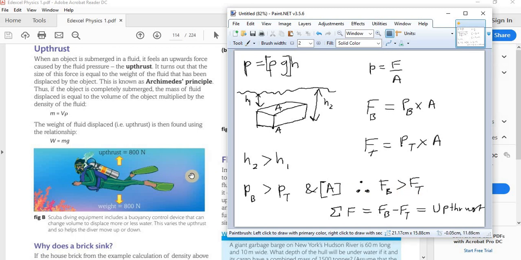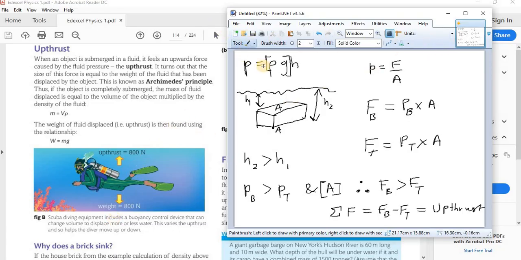Now the upthrust is due to the pressure difference. We didn't talk about any other force, we only talk about upthrust here, and that is due to the force exerted by the water on the top surface and the force exerted by the water at the bottom surface. If you have a diver with a weight of 800 newtons and the upthrust on him is also 800 newtons, then he will remain at the same level because the forces are balanced. But if the weight is greater than the upthrust, then he will sink down.